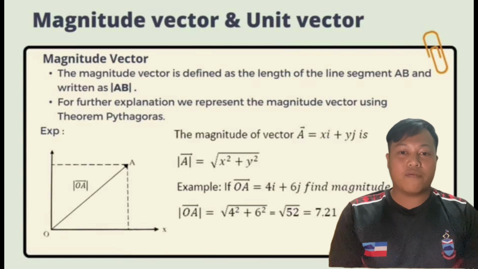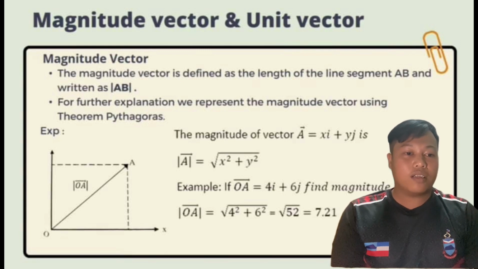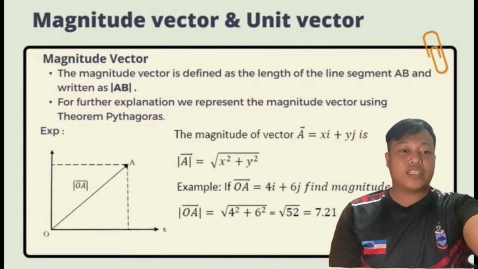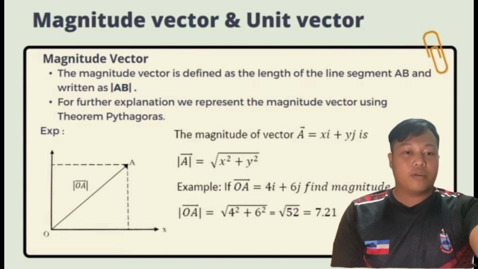Magnitude vector and unit vector. Magnitude vector. The magnitude vector is defined as the length of the line segment AB and written as AB. For further explanation, we represent the magnitude vector using the Pythagoras theorem. So this is the example of the magnitude vector using the Pythagoras theorem. So we are going to the next slide.